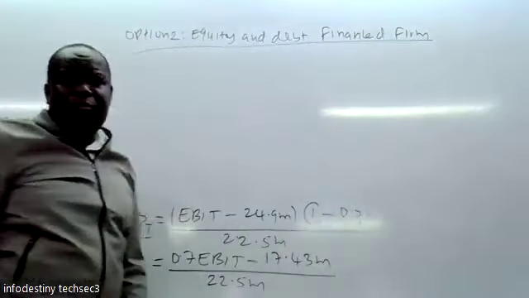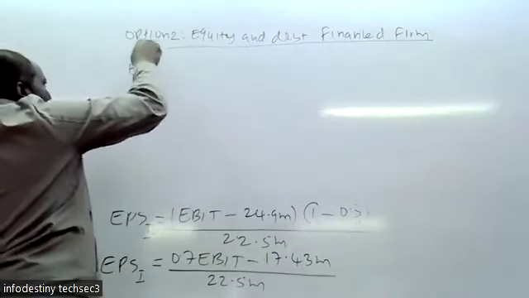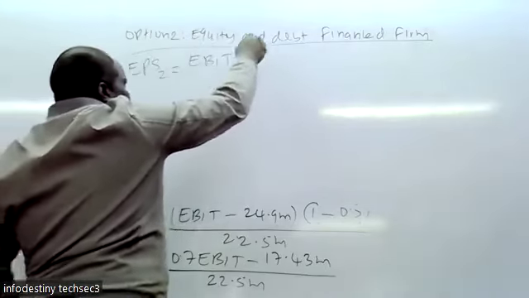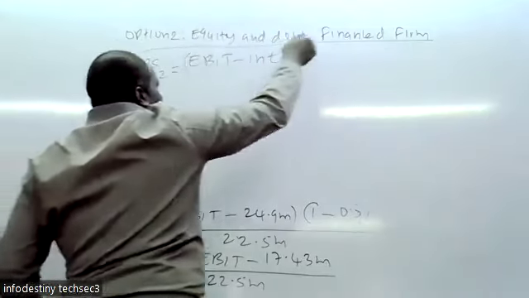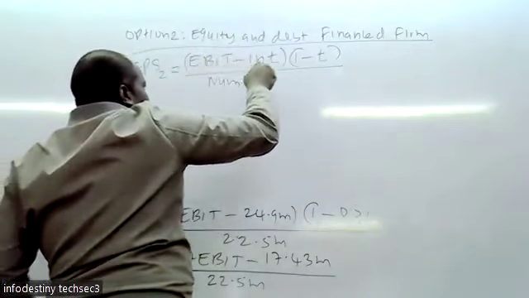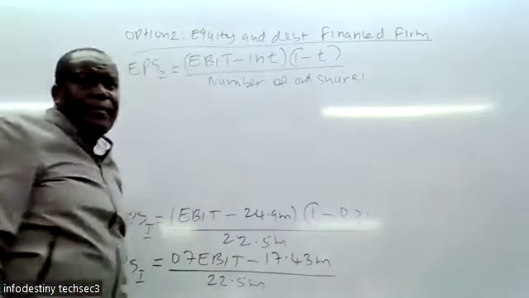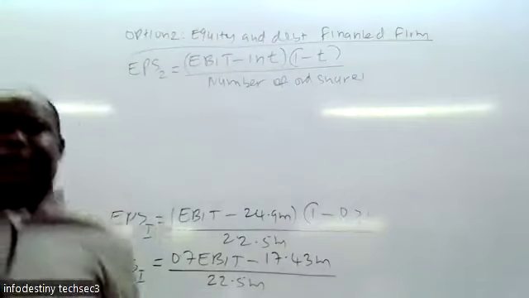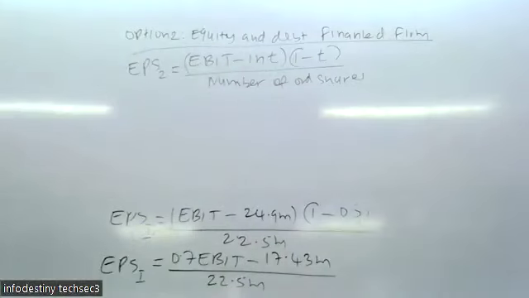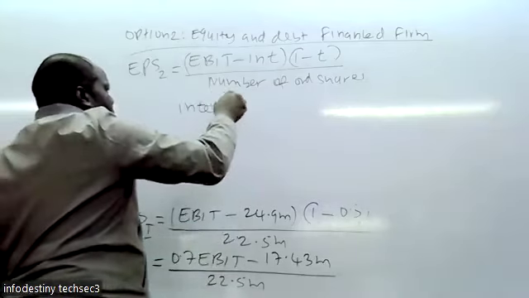So it is still equity and debt financed, whereby earnings per share for option 2 will be earnings before interest and tax, we subtract interest, times 1 minus the corporate tax, also divided by the number of ordinary shares. So the formula will still be the same because that company is still equity and debt financed. Then the next item we compute will be interest.